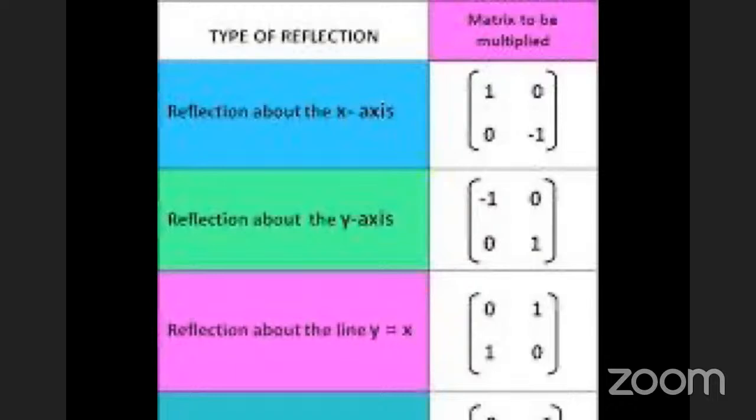Anybody remember what happens when a point undergoes a reflection in the x-axis? What is changed? If you reflect a point in the x-axis, what is changed?